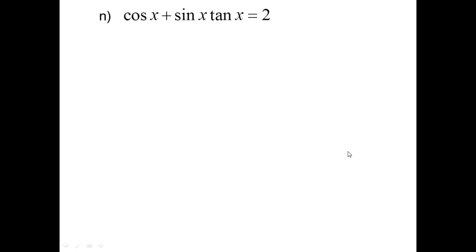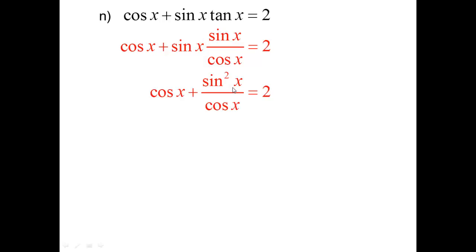Cosine plus sine tangent. Why don't you give this one a try? See what you can do. Alright, so on this one I don't see any squares, so I can't use any Pythagorean identities. The only identity I really see that might be useful is that tangent. So I can replace tangent with sine over cosine. Now, sine times sine over cosine, that's really just sine squared over cosine.